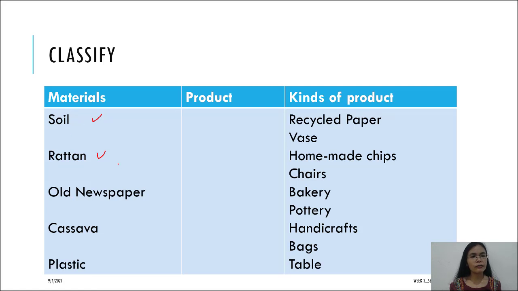I think these are 5 common materials in making home industry products, and these are some home industry products that you can think of. So we have recycled papers, vase, homemade chips, chairs, bakery, pottery, handicraft bags, and a table. Okay, so you may want to think about what kind of materials does this product use. For example, vase, which materials are being used to make vases.